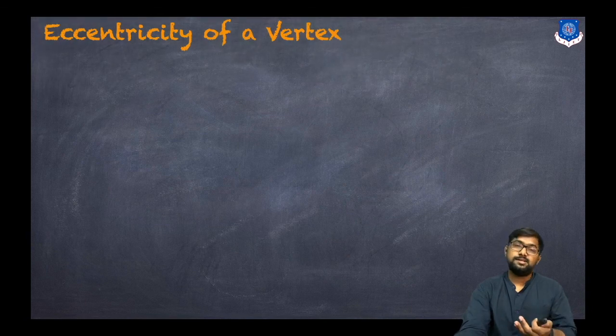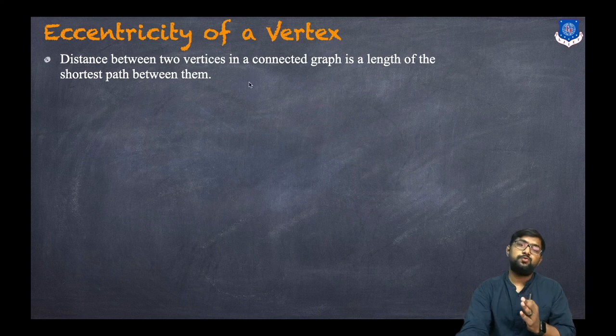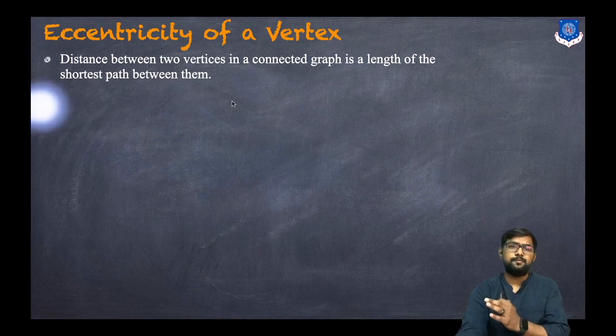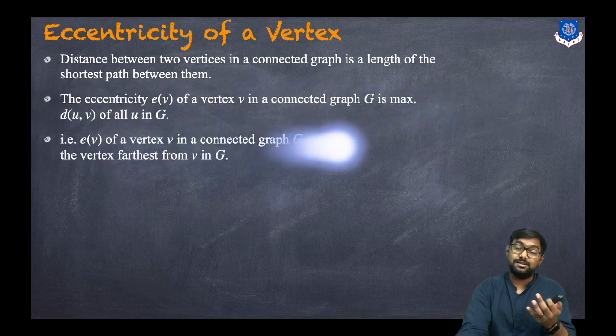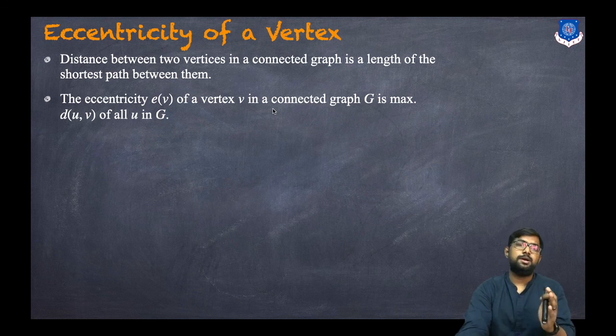Now let us understand what the eccentricity of a vertex is. The distance between two vertices in a connected graph, we discussed this in the previous session, is the length of the shortest path between them. Now what is the eccentricity? Eccentricity is denoted by E(V) for a vertex V in a connected graph G. It is the maximum of the distance d(U,V) over all U in G.